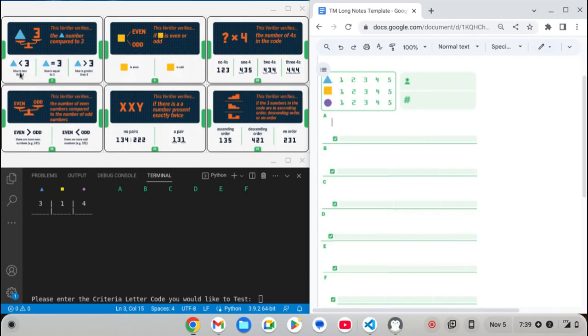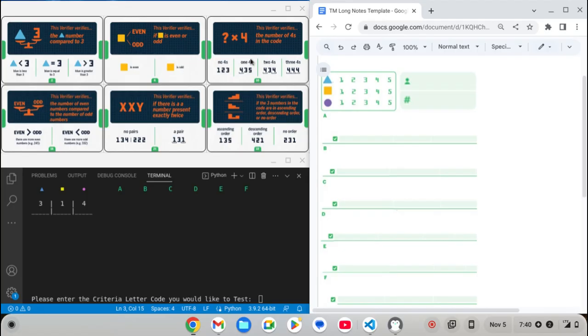So should the value of triangle be less than 3? Should it be equal to 3? Or should the value of triangle be greater than 3? Criteria card B takes a look at our middle digit, the square digit, and the Turing Machine will let us know whether it's an even digit or an odd digit.